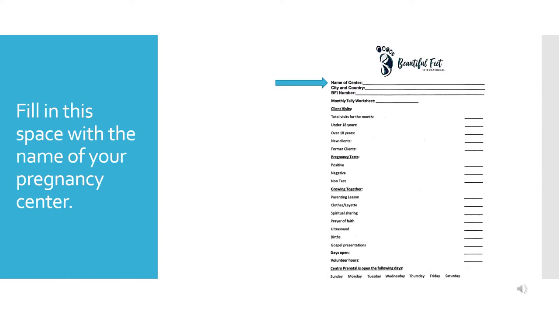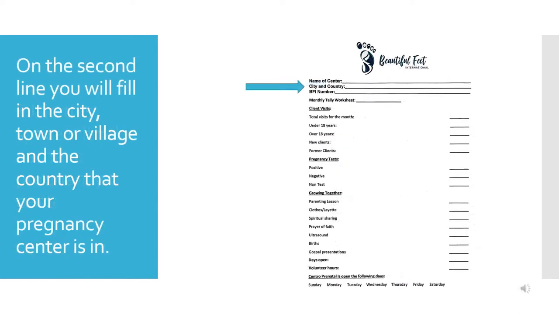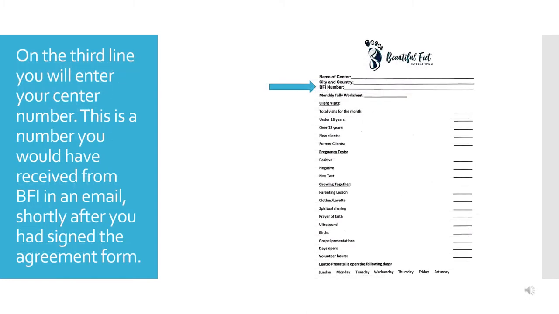On the very first line of your monthly report is where you will fill in the space with the name of your pregnancy center. On the second line, you will fill in the city, town, or village and the country that your pregnancy center is in. On the third line, you will enter your center number. This is a number you would have received from Beautiful Feet in an email shortly after you had signed the agreement form.